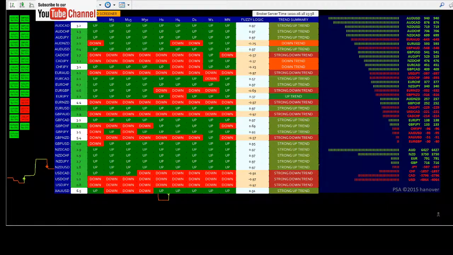But it's going exactly how we planned it to. So now it looks like we might have a good setup here. Break and retest of the zone. Yeah, so we're gonna have to wait for a break here.